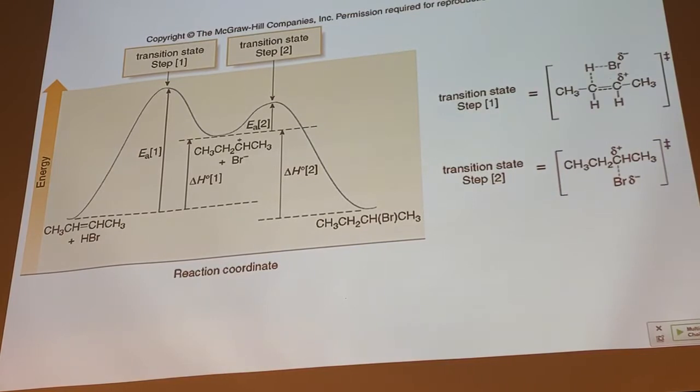Transition state number 2, is that going to be closer to the products or the intermediates? That'll be closer to the intermediates because it's an exothermic step. And so here indeed, we're also going to have mostly a carbocation and mostly a halide ion, and those charges are going to be closer to 1 than they are to 0. Okay? Question?